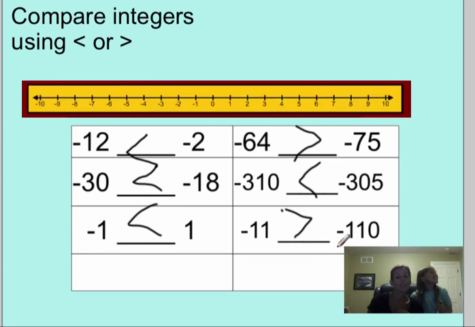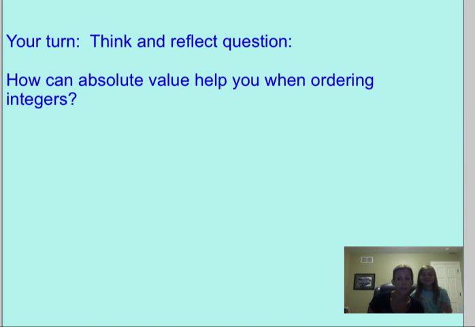How did you do? Do you need more practice or you got it down? Guess we'll see tomorrow. Tomorrow when you come in, you're going to have to answer this question. So go ahead and jot it down, write it down, and see if you can answer it, and we'll discuss it when you come in tomorrow.